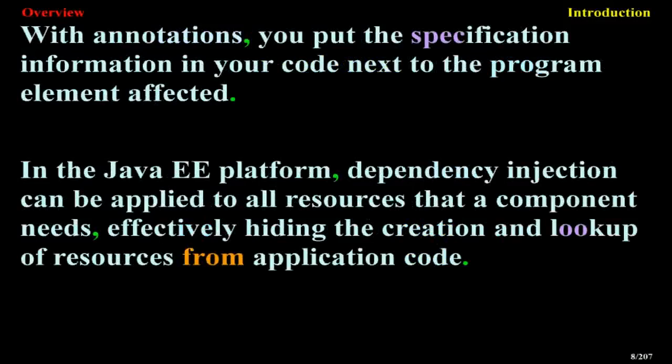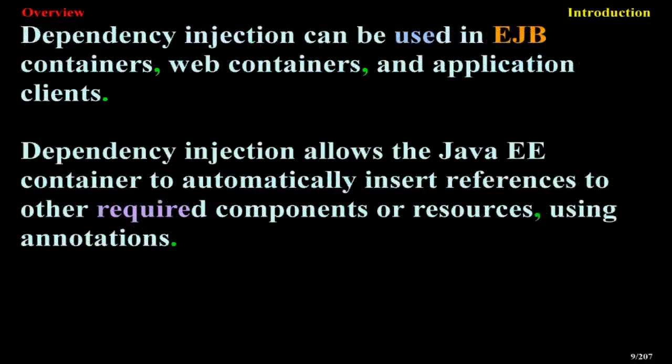In the Java EE platform, dependency injection can be applied to all resources that a component needs, effectively hiding the creation and lookup of resources from application code. Dependency injection can be used in EJB containers, web containers, and application clients. Dependency injection allows the Java EE container to automatically insert references to other required components or resources, using annotations.